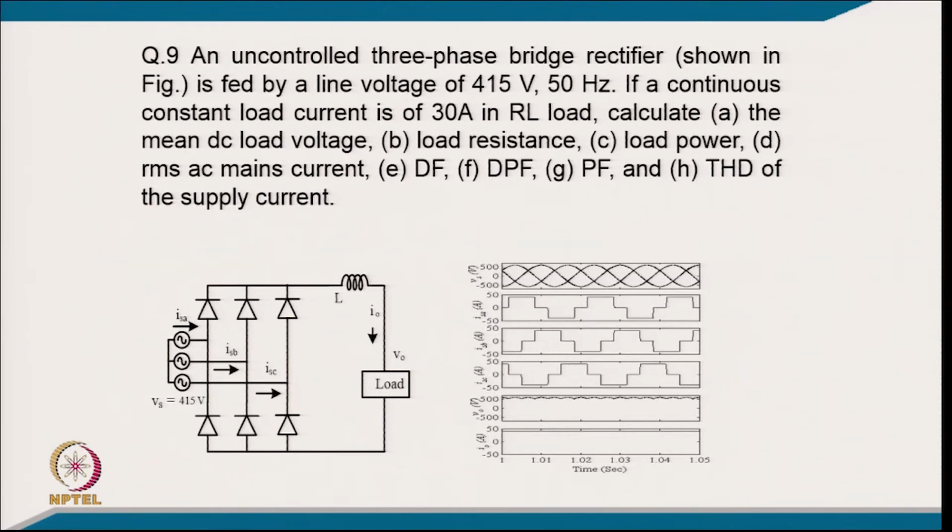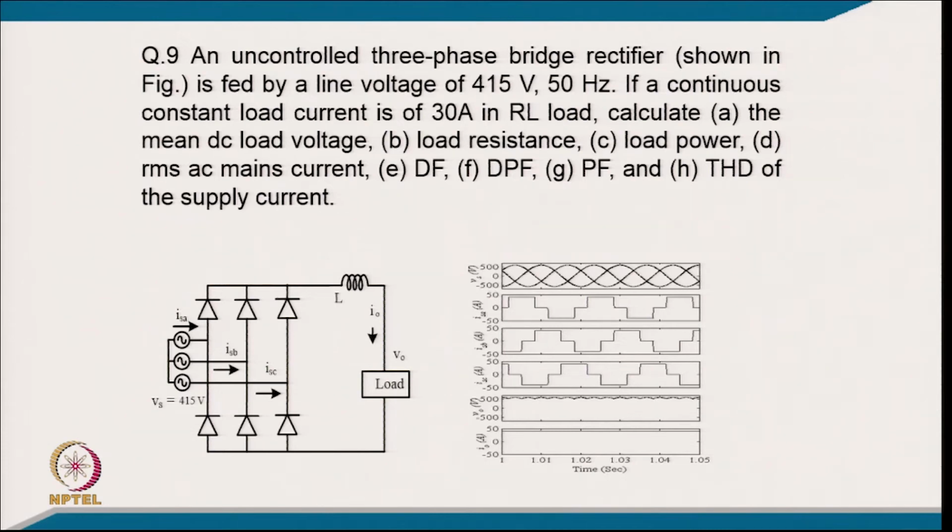So, that is about single phase. Now, let us go to another example, number 9, with 3 phase. An uncontrolled 3 phase bridge rectifier shown in the figure is fed by a line voltage of 415 volt, 50 hertz. If a continuous constant current of 30 ampere flows in the RL load, calculate the mean DC voltage, load resistance, load power, RMS AC mains current, distortion factor, displacement factor, power factor, and THD of the supply current.